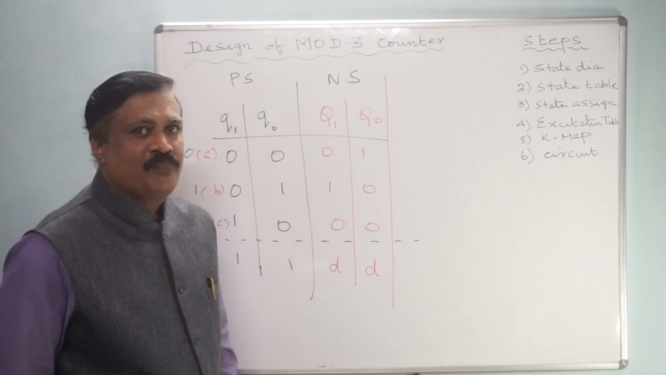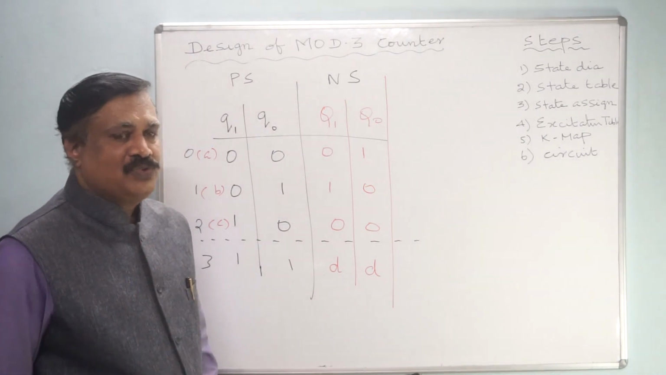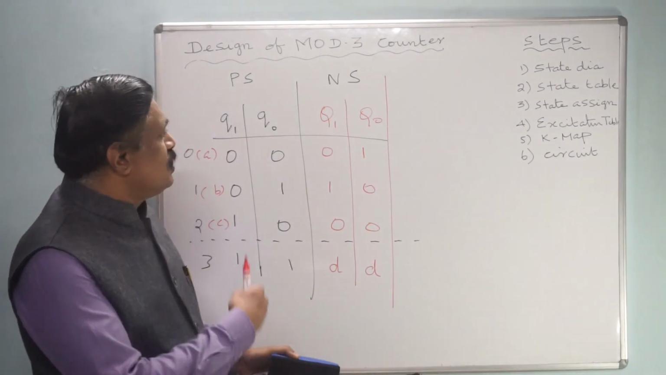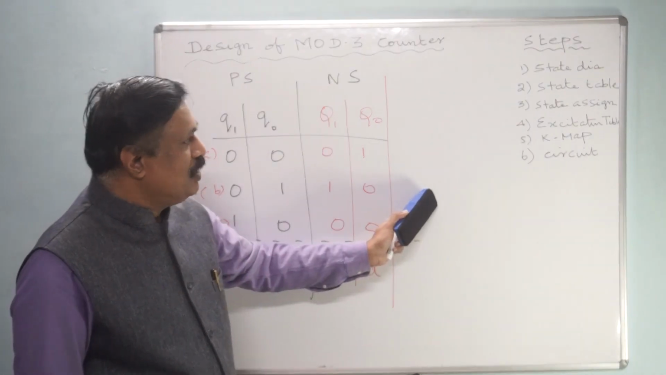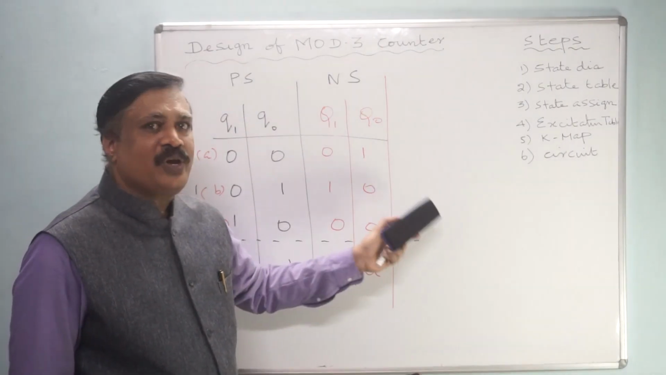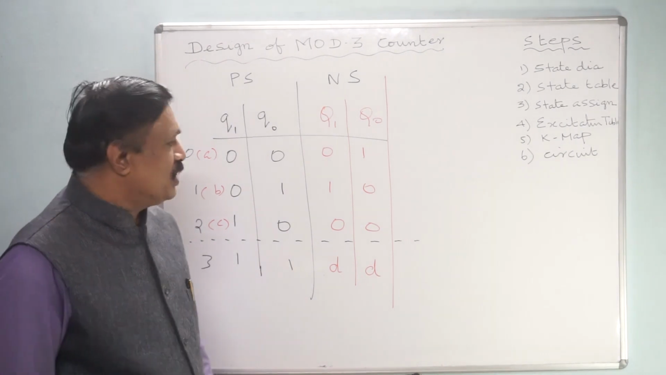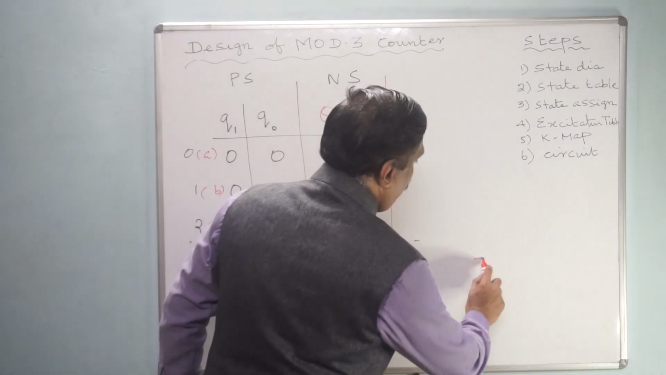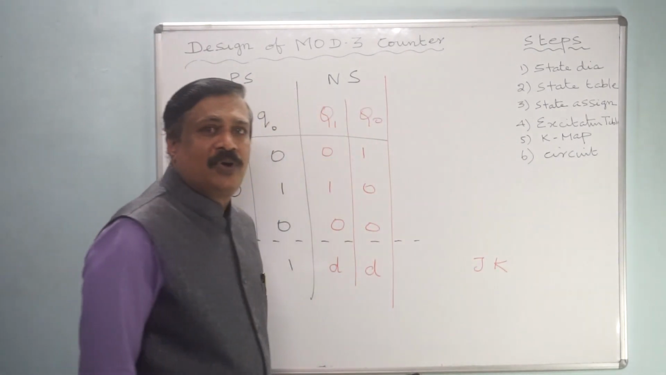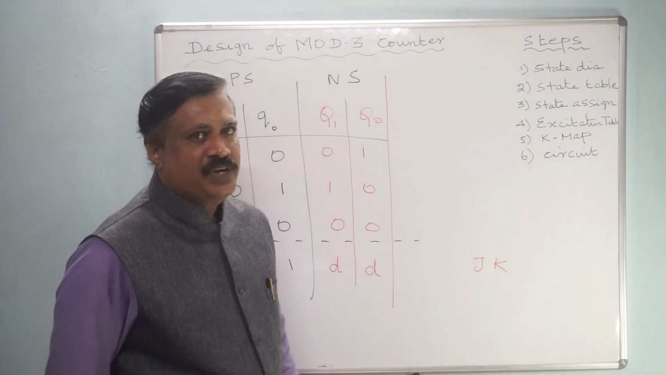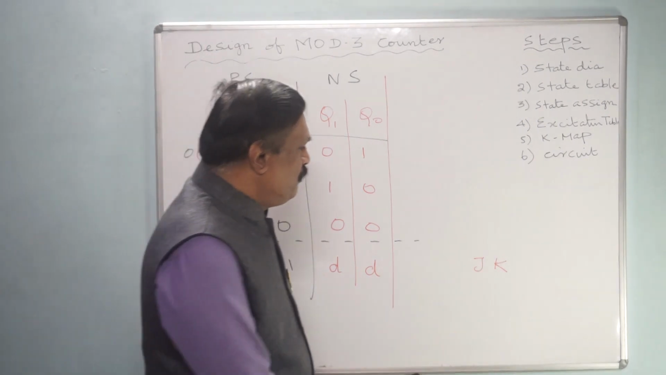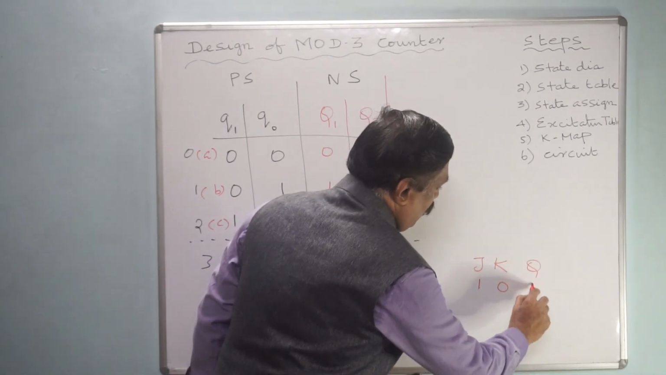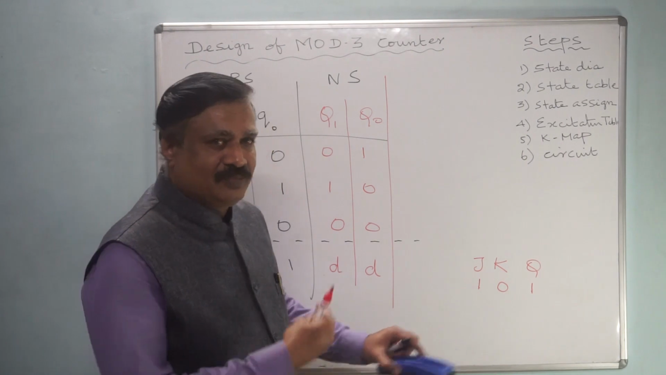Excitation table you already know how to prepare, from the flip-flops we have studied. We have to use a separate table, but I am using the same table. You can use this also, or you can prepare a separate table in the examination. How to prepare the excitation table? I am going to use JK flip-flop, as in all the counters. In the JK flip-flop, J input is 1, K is 0, output is 1. I am just refreshing.